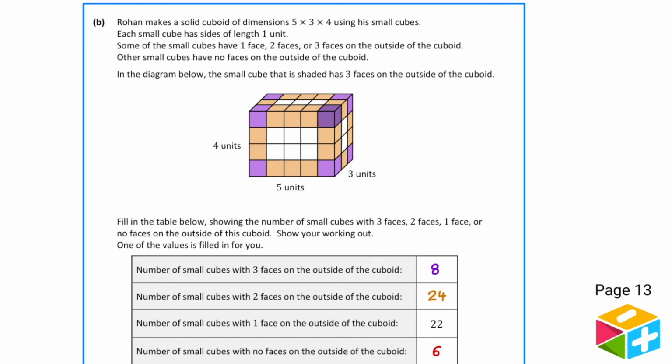In part B, we're presented with a cuboid that is made up of a large quantity of small cubes. The width of the cuboid is 5 units, the height is 4 units, and the depth is 3 units. We are asked to consider the number of faces each small cube has exposed on the outside. As an example, the cube in the top right corner has 1, 2, 3 faces on the outside.